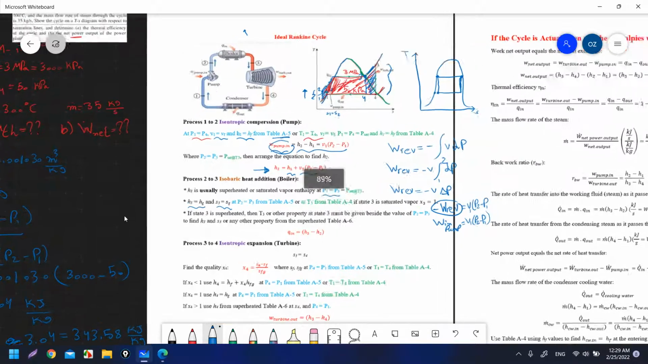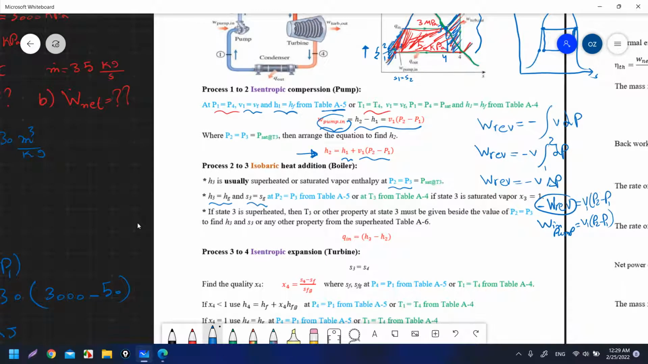So that is why P2 equals P3, because we have it, and saturated vapor means that X3 is equal to 1, because it is at the saturated vapor line. If state 3 is superheated, how can I know what is the meaning of this sentence? I have to check, and this checking is from table A5, because now I have the pressure. Check if my temperature at state 3 is higher than Tsat. If it is higher, then it is superheated. That is the meaning of if state 3 is superheated, and we will see in a minute.